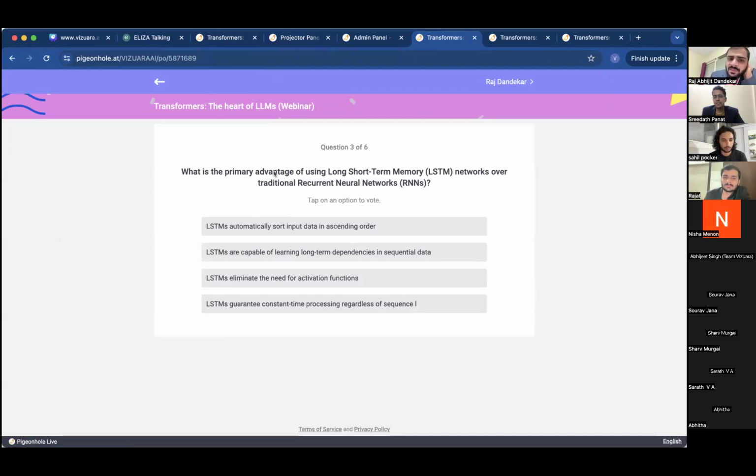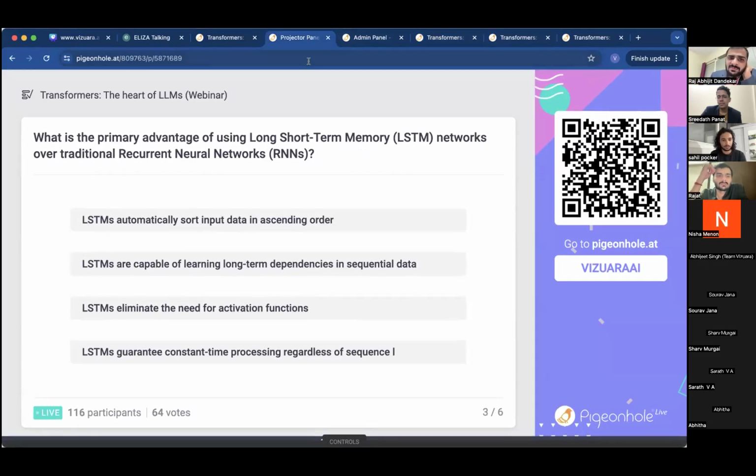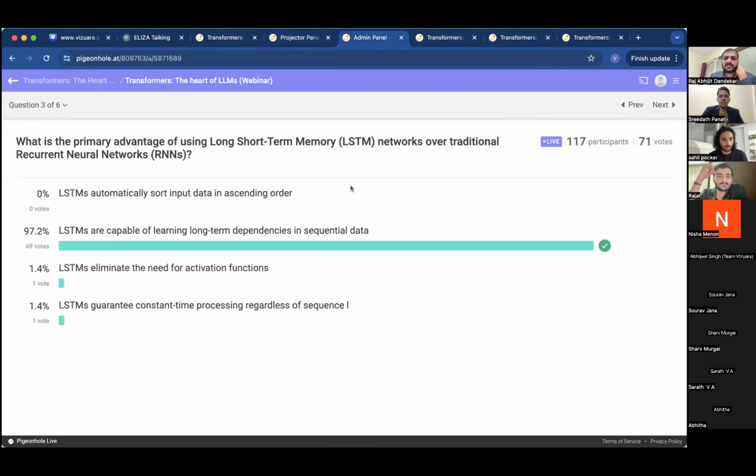What is the primary advantage of using LSTM networks over traditional RNNs? LSTM automatically sort input data. LSTM are capable of learning long-term dependencies. LSTMs eliminate the need for activation function. LSTMs guarantee constant time processing regardless of sequence. Just try to answer as best as you can. Let's see. So we have 70 votes, and almost everyone has answered that LSTMs are capable of learning long-term dependencies in the sequential data. Awesome.